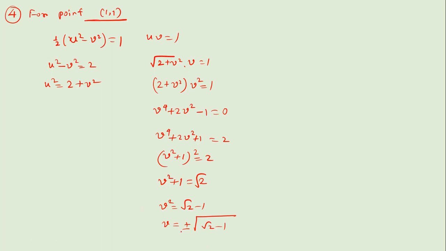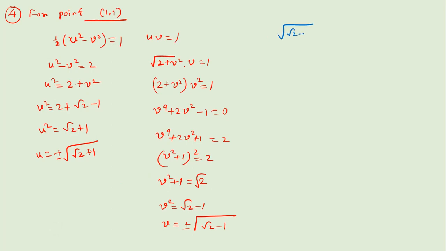Clear? If you get the v value, you will get u squared equals 2 plus v squared. V squared is root 2 minus 1, so u squared is root 2 plus 1. So you will get u equals plus or minus the square root of (root 2 plus 1). Here also we get 4 points.